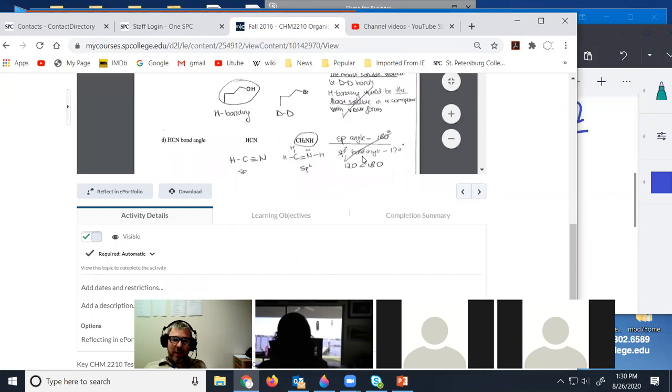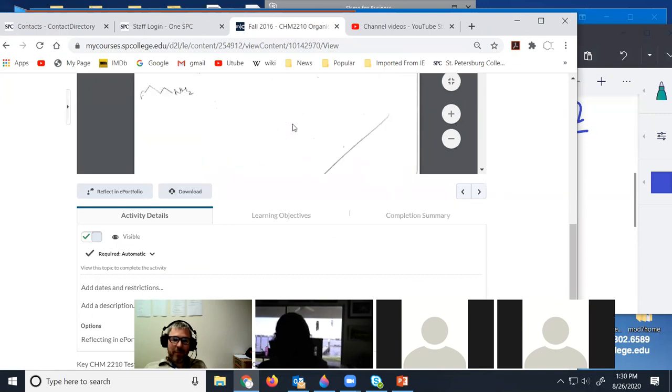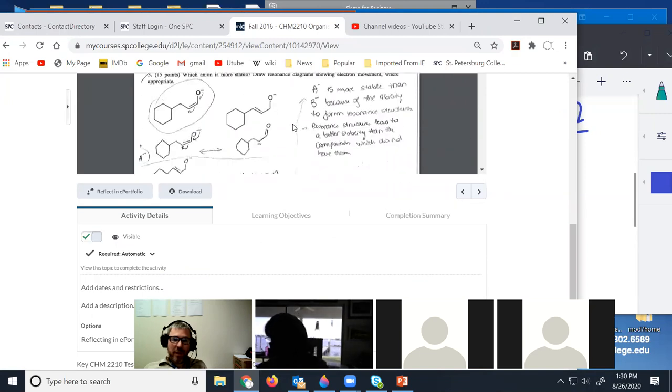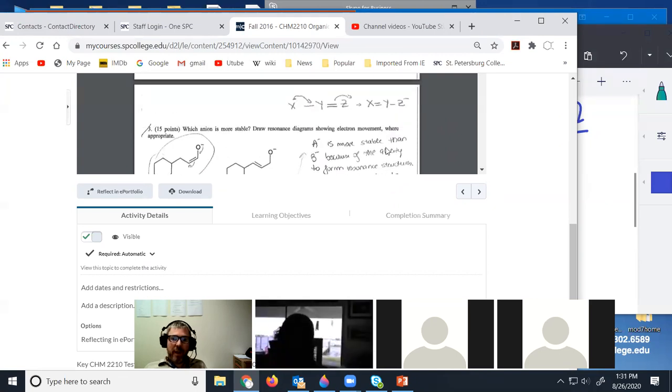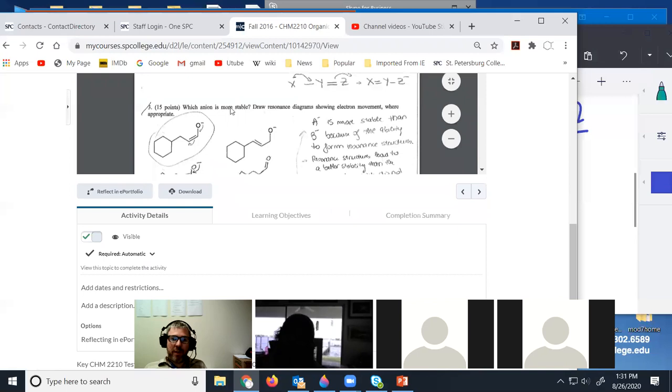This is the kind of question you'll be asked. All right, there you go. So we've got these two compounds here. And the question is, which one is more stable? Which anion is more stable? Draw resonance diagrams showing electron movement where appropriate.